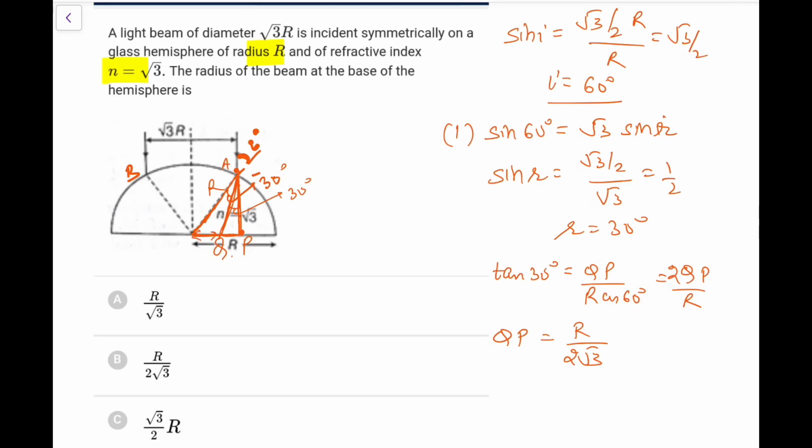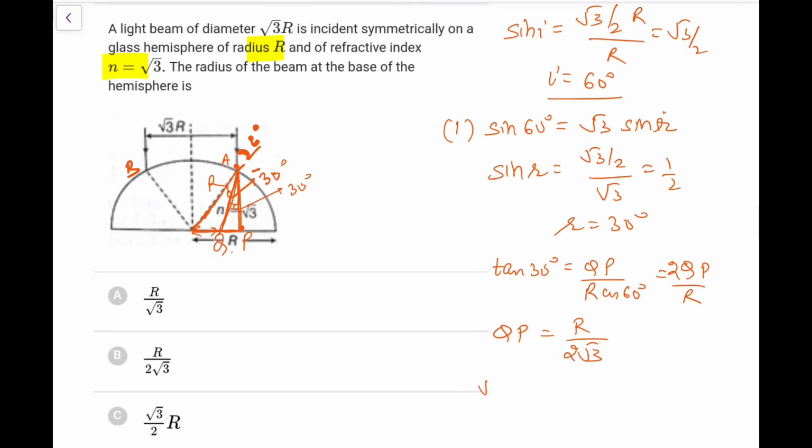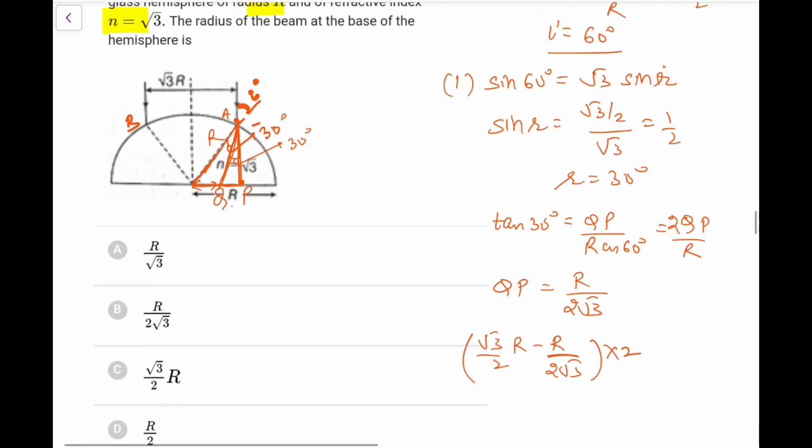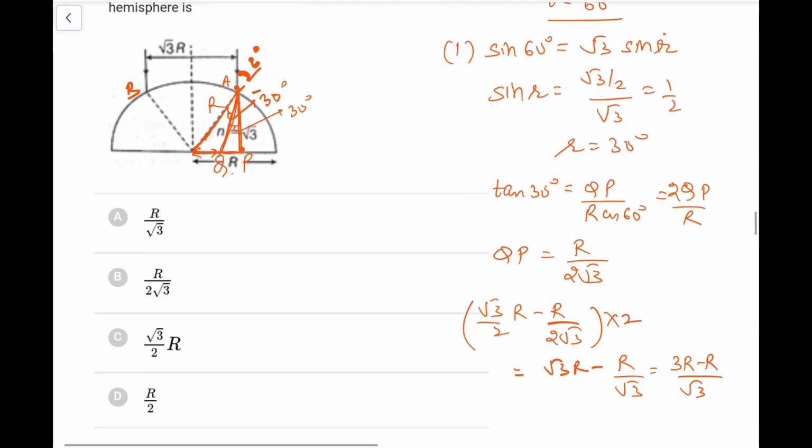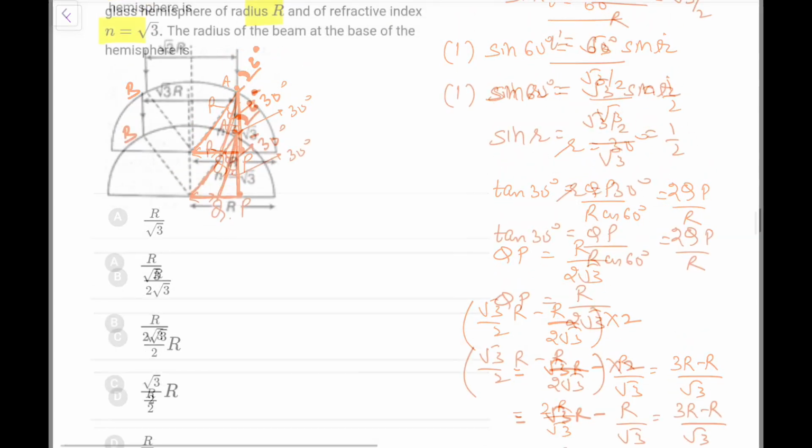So that means this remaining distance would be root 3 by 2 R minus R by 2 root 3, and the width would be double of that because of symmetry. That distance would be there also. So that would be what we have, root 3 R minus R by root 3. So it comes out as 3R minus R upon root 3. That is what we have. This is 2R by root 3.